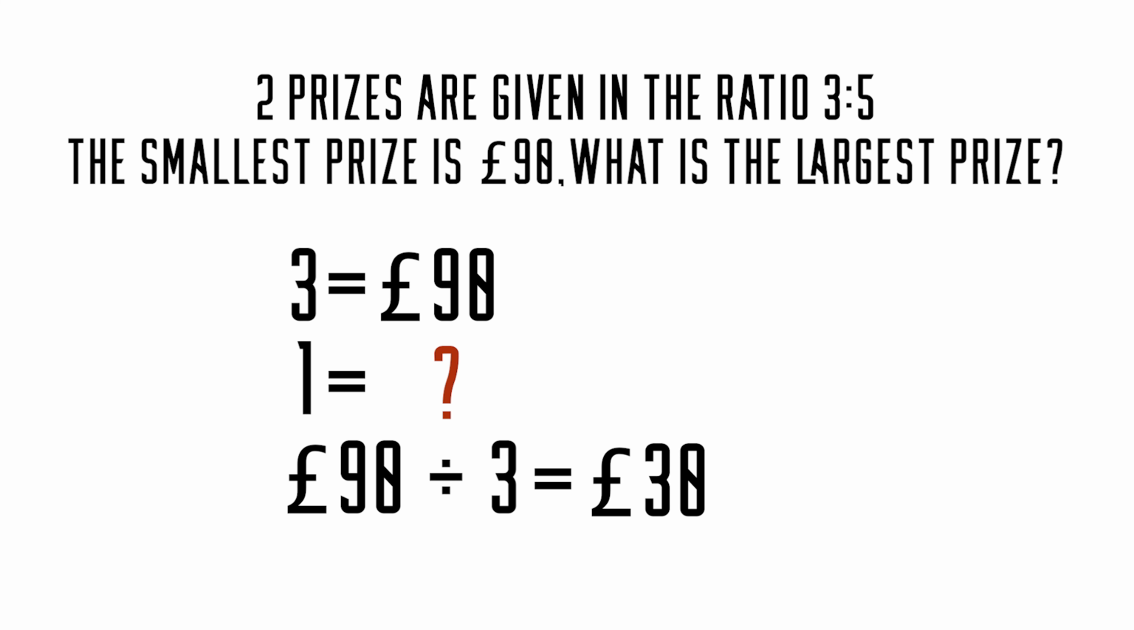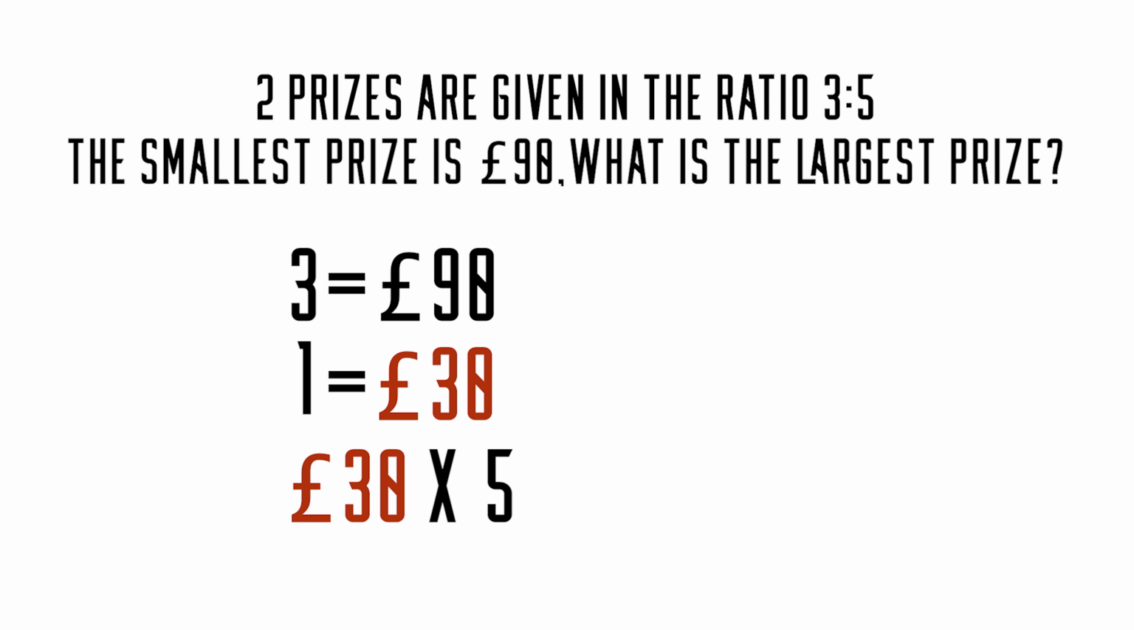Now we know what one part of the ratio is equal to, and that is £30. We can then multiply this by 5 to find out what the largest prize is worth. £30 times 5 is £150. By giving us a starting value of £90, we are given a clue as to how to solve the rest of the problem.